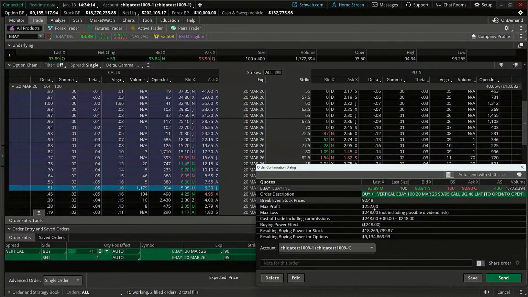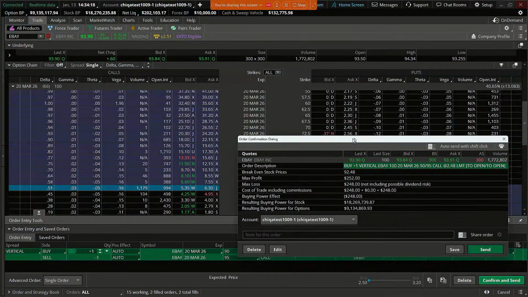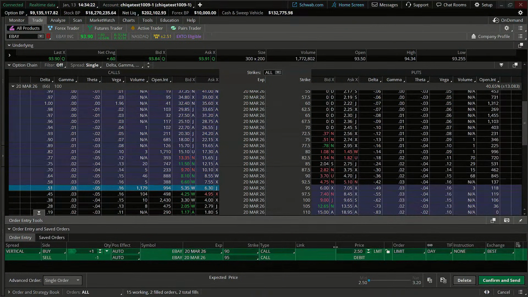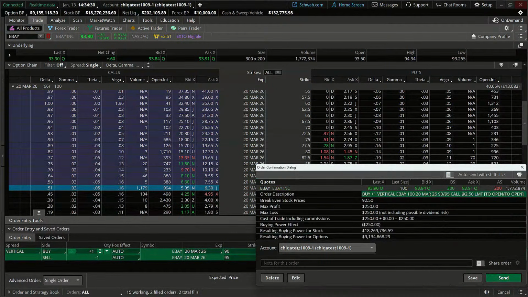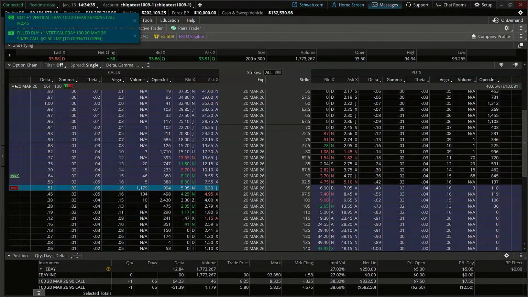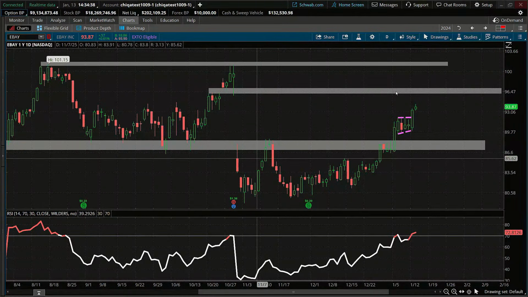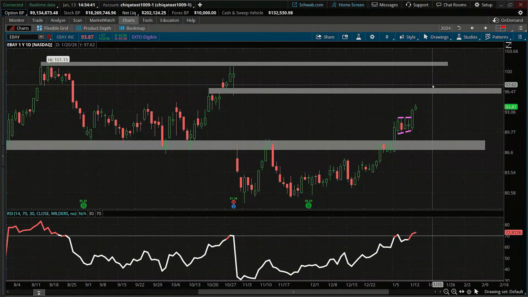If I hit confirm and send, well, the price moved a little bit. This may give me that directionality to take advantage of an up move in eBay here. So I'm going to place this trade and place that in our getting started with technical analysis. It's just an example trade of what an options trader may do if they see that confirmed move in trend and momentum.